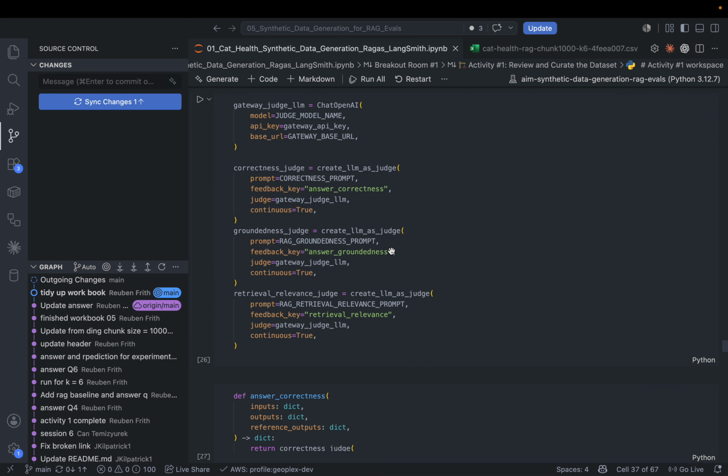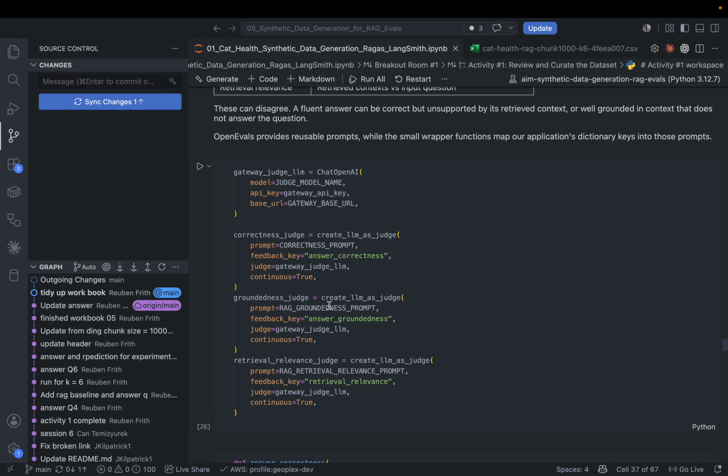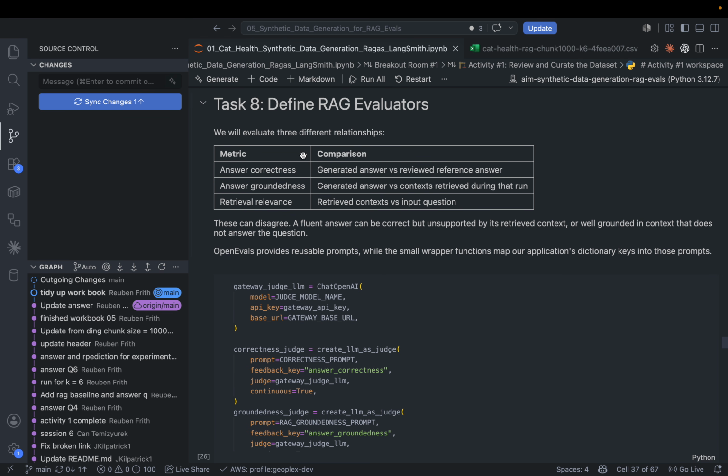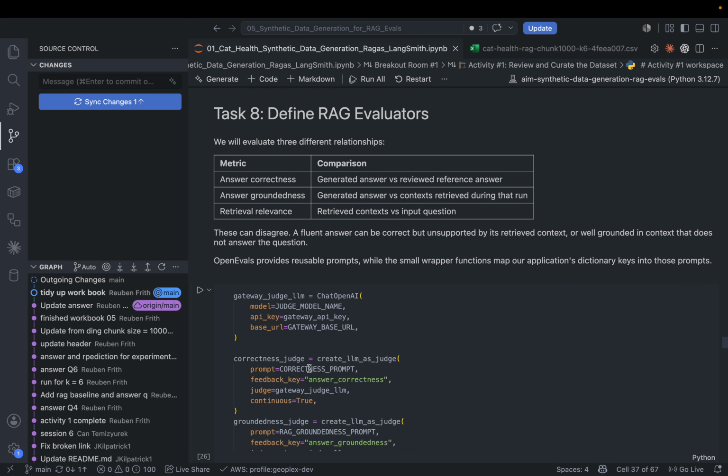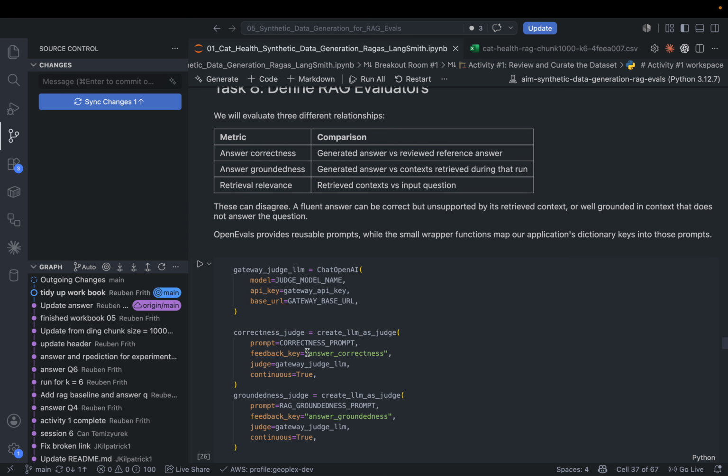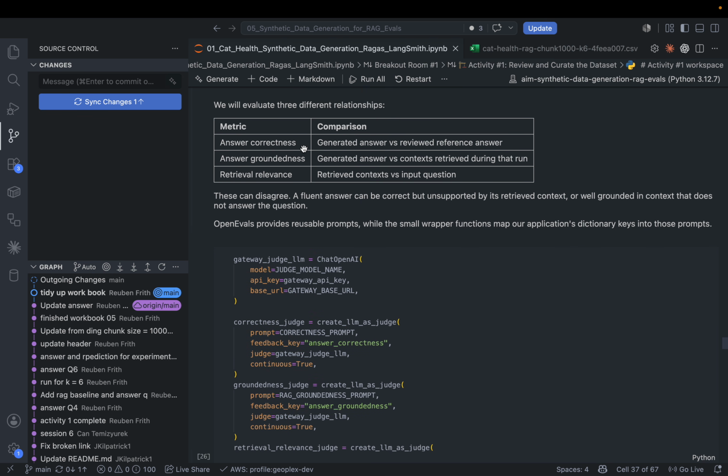So moving on, we can see here that to get these values, we use LLM as a judge. So essentially we're using another LLM, and that LLM is focusing on giving us a score for that given metric.